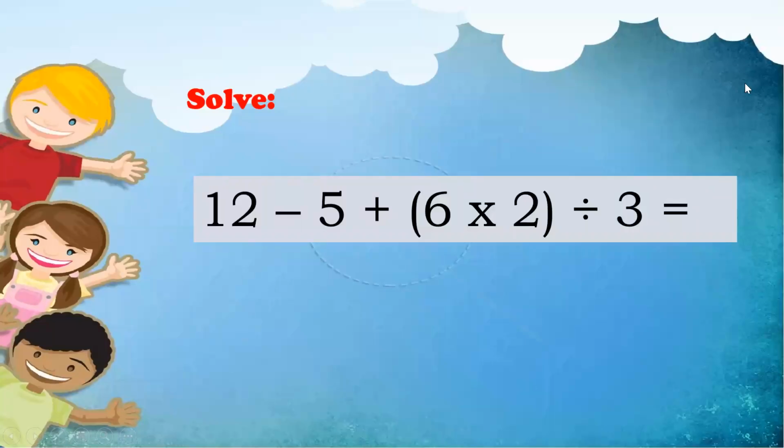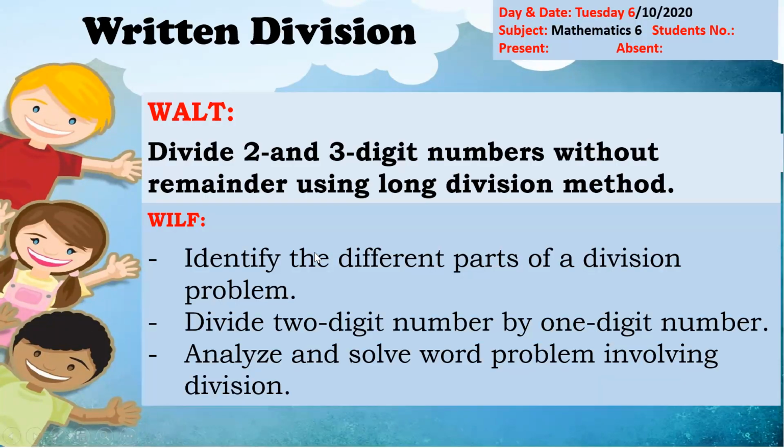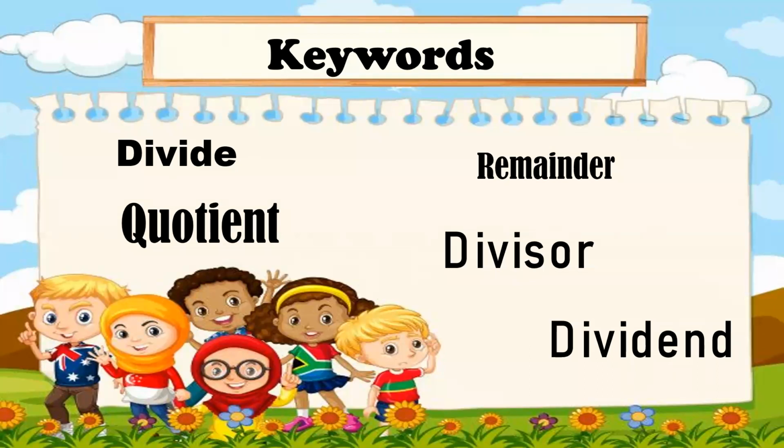Okay, so our answer here is 3. Hope your answer was the same. Written division. Our goal today is to divide 2 and 3-digit numbers without remainder using long division method. We will identify the different parts of a division problem, divide a 2-digit number by a 1-digit number, and analyze and solve the word problem involving division. Our keywords today are divide, remainder, quotient, divisor, and dividend.